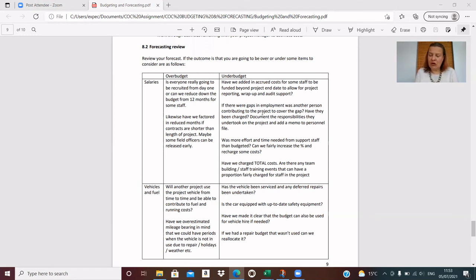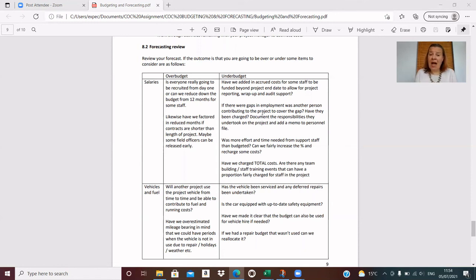Another reason for being under budget could be that there were gaps in employment if somebody left and somebody else joined. And whilst they were not in their role, say the HR person or the logistics officer, was somebody else doing those tasks and responsibilities? And if so, could we allocate a bit of that other staff member's time? If that was the case, be transparent, document that, list out the responsibilities that the other person was undertaking, put it on their personnel file, and then we can charge a bit of their time to our project.